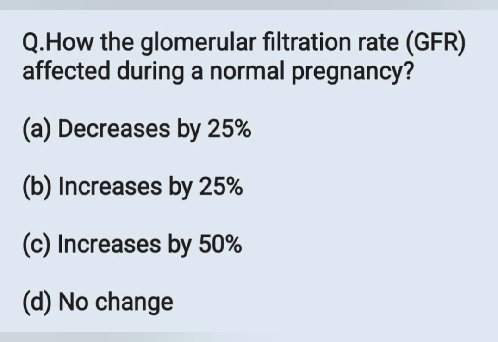Move on to the next question. How is the glomerular filtration rate affected during a normal pregnancy? Options. Option A, decreases by 25%. Option B, increases by 25%. Option C, increases by 50%. And option D, no change.